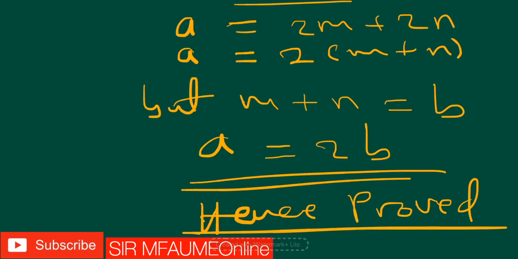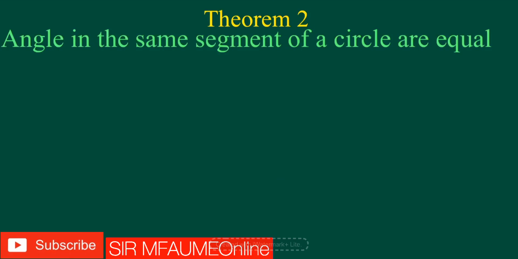Okay, I have proved the first one. Let us take the second one. Here we have another theorem. The theorem says that angles in the same segment of a circle are equal. Sometimes they say that angles subtended by the same arc are always equal. Okay, how I can prove this theorem will be like this.